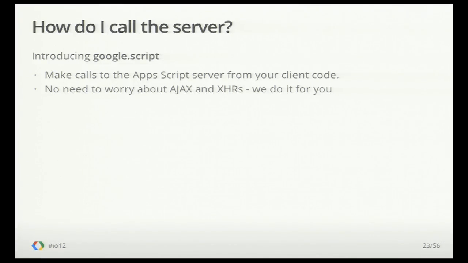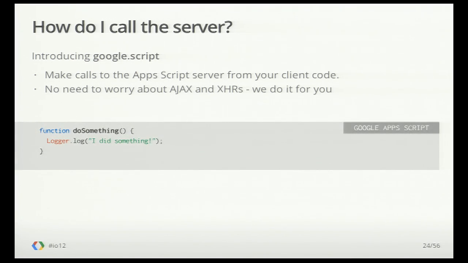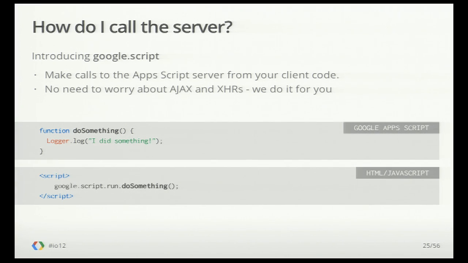You're going to make a function call on the client. Magically, it will happen on the server, and the response will come back. And that's all you're going to have to know about. So here's a basic example. I write a function on the server called doSomething, which logs that it, in fact, did something. And then I'm going to write a function on the client in my browser code, inside a script tag: google.script.run.doSomething. And that's going to call the function on the server.